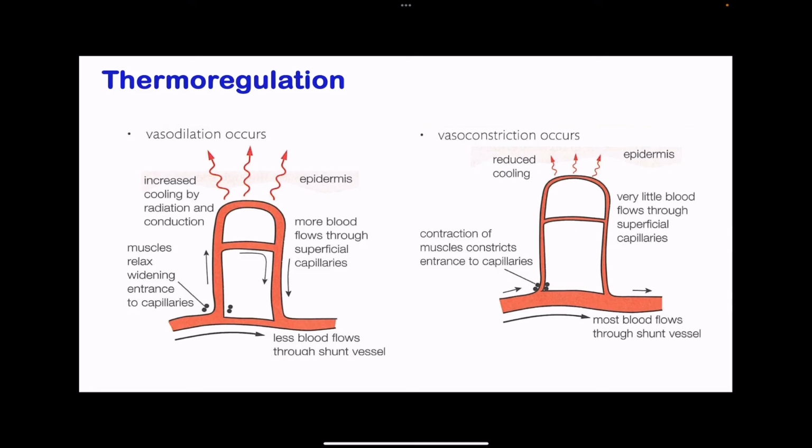So in control of the body temperature, when it's hot, we're going to see some vasodilation, meaning there is more blood pushed to the blood vessels closer to the surface of the skin. When this occurs, more heat is going to be lost by radiation as well as conduction. And that occurs because there is less blood flowing through the shunt vessel.